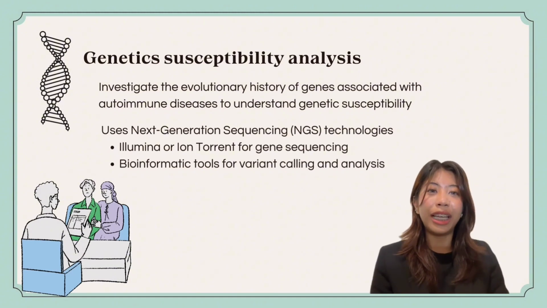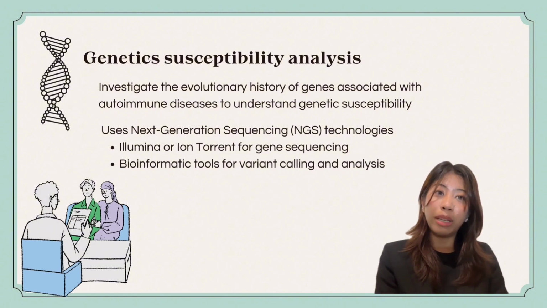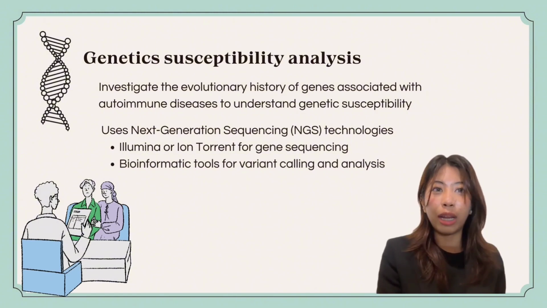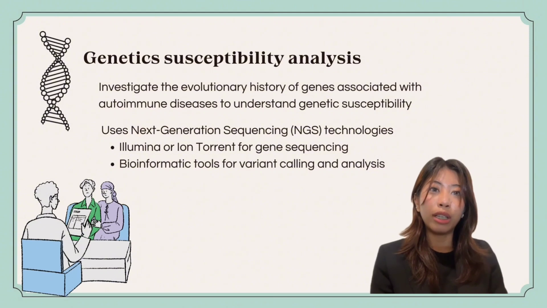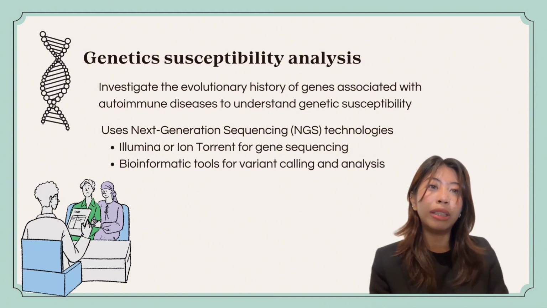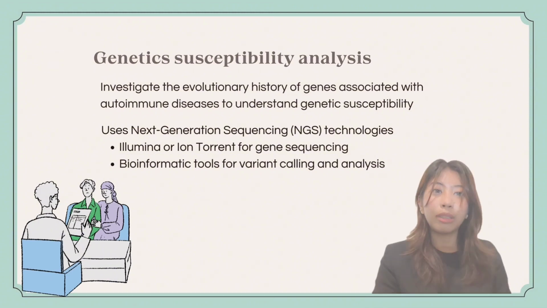So for this study, we use next generation sequencing technologies, NGS. It helps us quickly and affordably analyze the order of DNA or RNA building blocks. This technology is crucial for understanding the genetic roots of autoimmune diseases. For example, Illumina or Ion Torrent for gene sequencing and bioinformatic tools for variant calling and analysis.